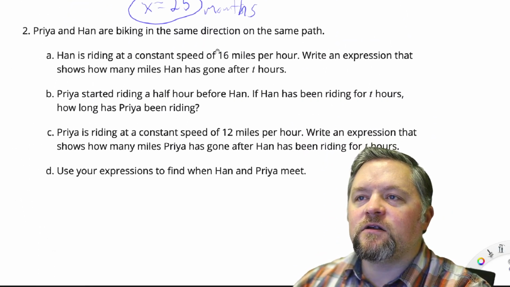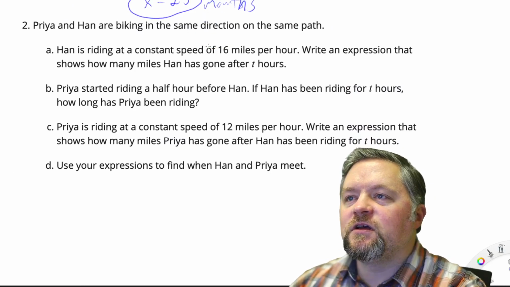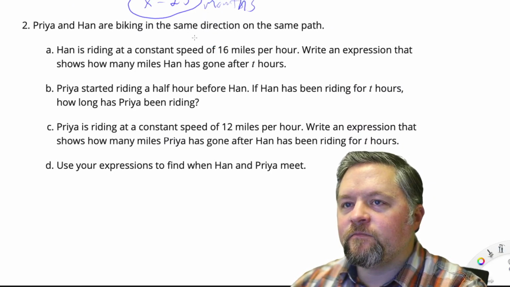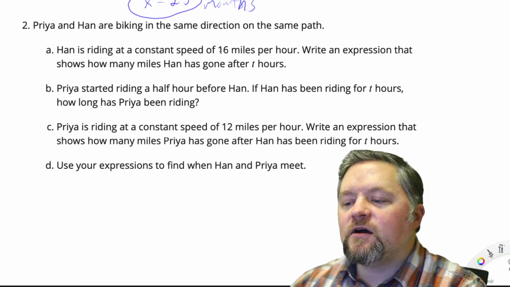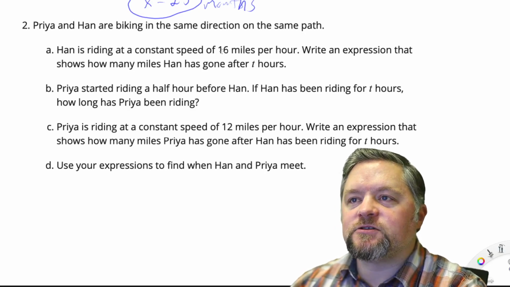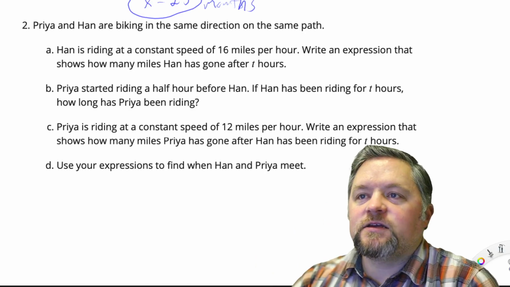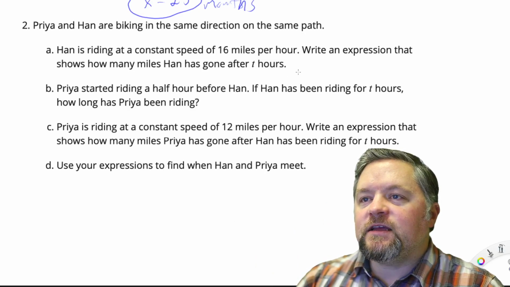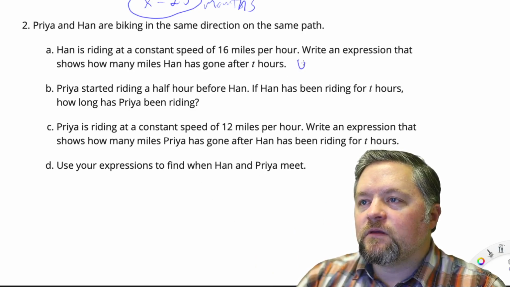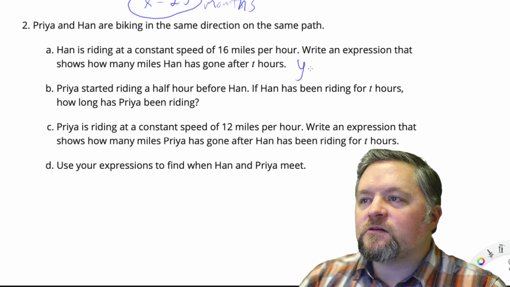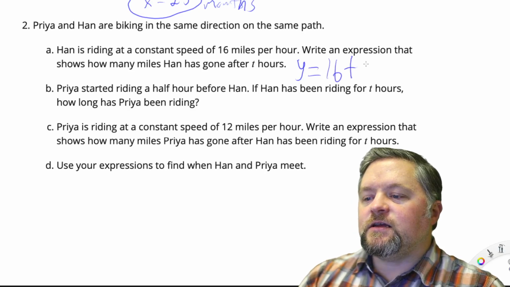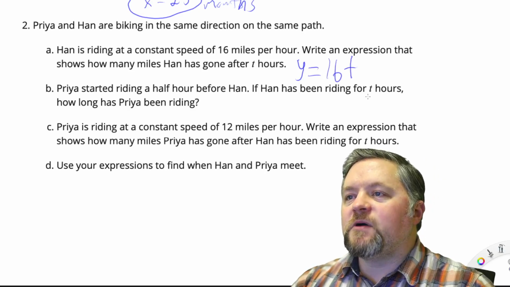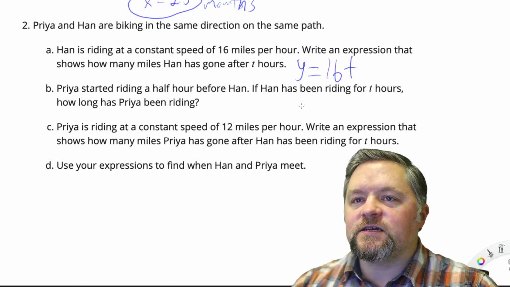Priya and Han are biking in the same direction on the same path. Han is riding at a constant speed of 16 miles per hour. Write an expression that shows how many miles Han has gone after t hours. Y, how far he's gone, equals 16t, because it's 16 miles per hour, unit rate of 16.